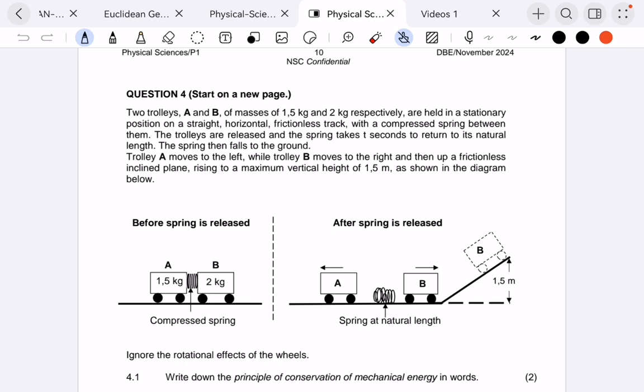Greetings everyone. In this video, I'm going to be doing a physical science question from November 2024. It's based on momentum. It was question 4.